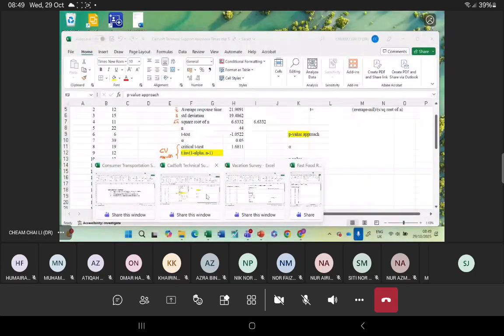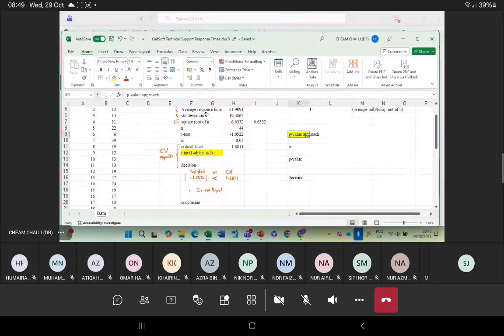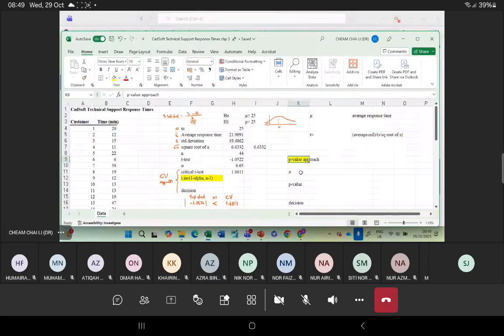Okay, so yang ni pun sama juga. Okay, for the p-value approach pun sama. Step 1 is construct hypothesis. Step 2, you look at the alpha. So alpha di sini adalah 5%. So you type 5%. Okay, as for p-value, dia ada function dia juga, right? For p-value.